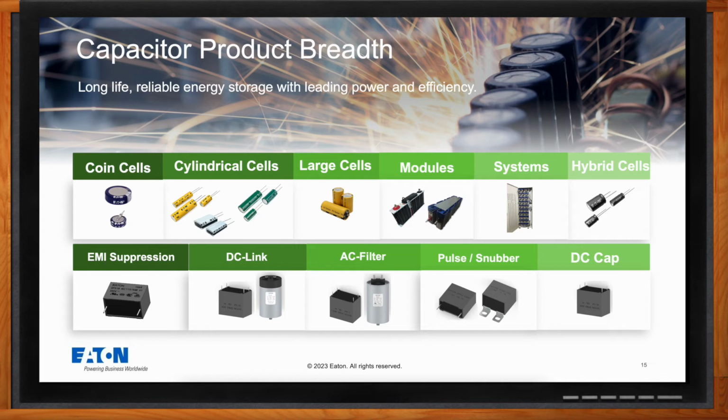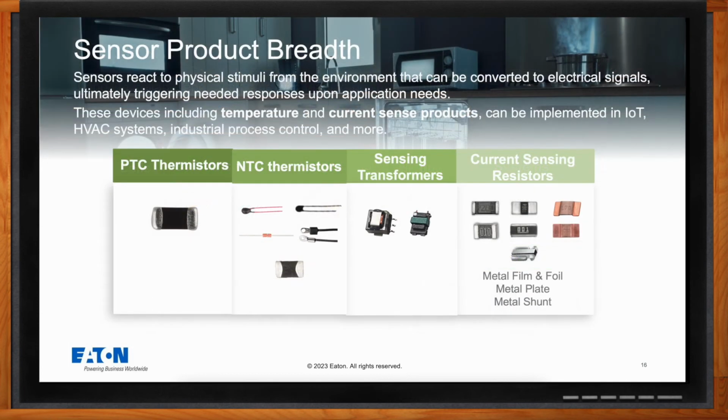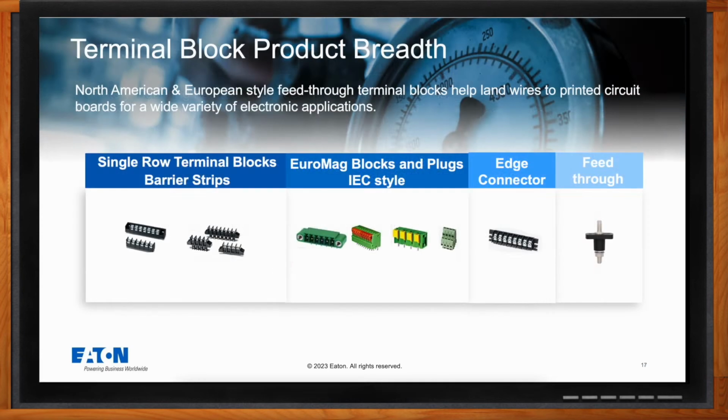So, what about the sensing solutions you talked about? What do you guys have for me here? A wide range of PTCs and NTCs in various form factors to suit different applications. Additionally, surface mount resistors and through-hole transformers are available for AC and DC current sensing requirements. These components offer reliable and accurate performance for current sensing applications in any system. The terminal block product line includes single row standard and Euromag terminal blocks, edge connectors, and feed-through connectors. These components are designed to provide reliable electrical connection and connectivity solutions.